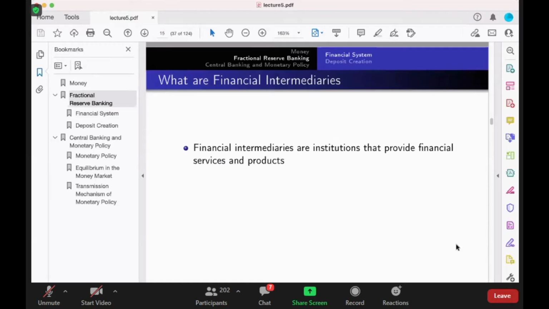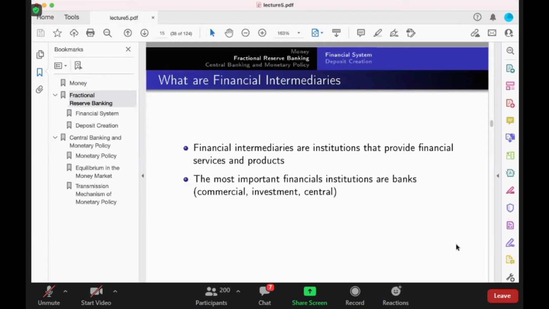All right. So now let's go on. Financial intermediaries are the institutions that provide these financial services. So we have a financial market, and the institutions that provide the financial services and offer different financial products are the financial intermediaries. The most important financial institutions in the country currently are the commercial bank, the investment bank, the central bank, and all those things. Other types include mutual funds, mortgage lenders, derivative firms, and all those sorts of things.